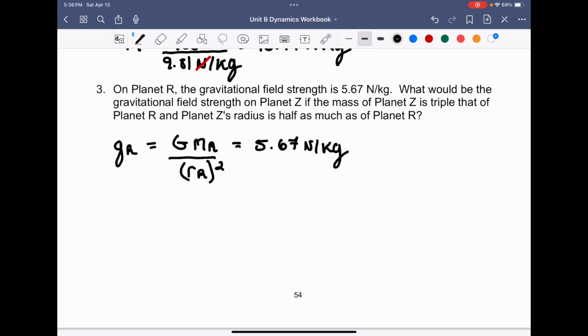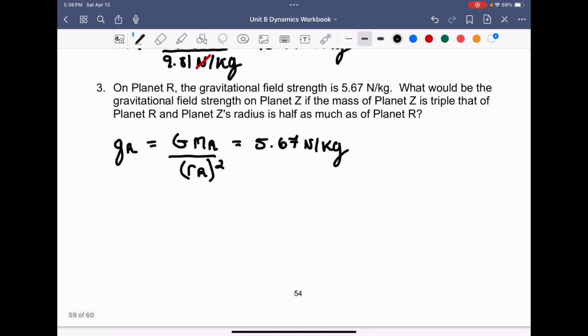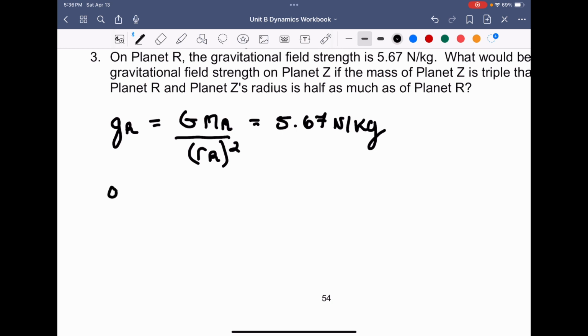And remember, that could also equal meters per second squared, but commonly they'll write it as either one. So newtons divided by kilograms. Excellent. What would be the gravitational field strength on planet Z if the mass of Z is triple that of R and the radius is half as much as R? Okay, so what we're going to do is do the following. gZ is proportional to, we're going to reflect the change in the variables here. And again, not equal to, but proportional.